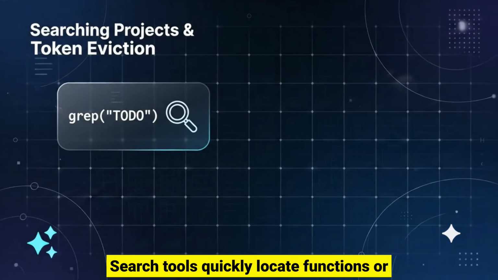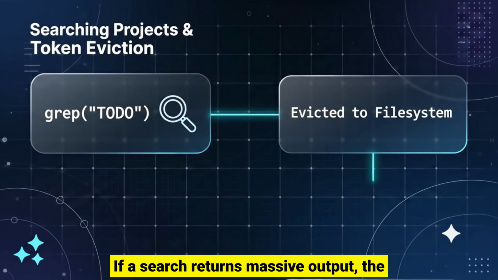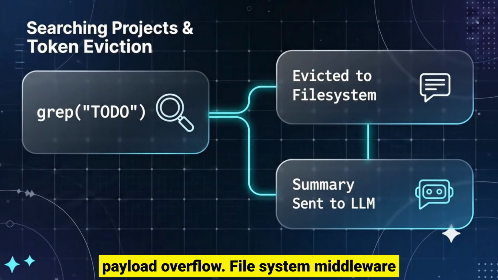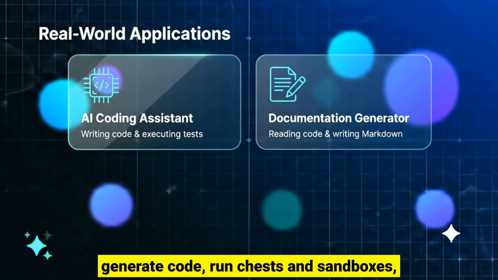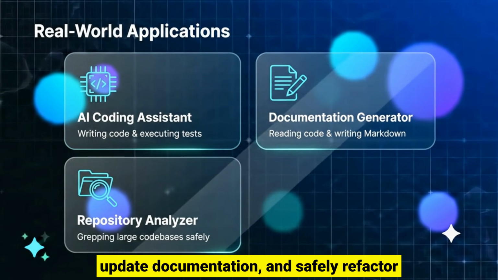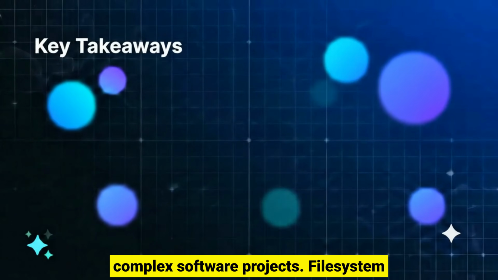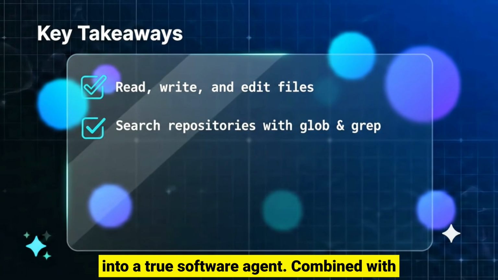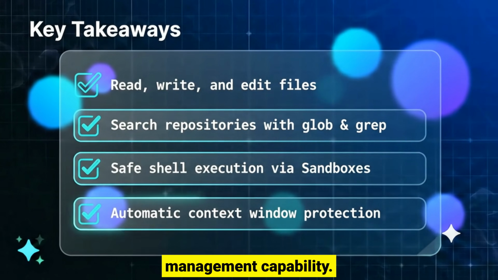Search tools quickly locate functions or pseudo comments across entire repositories. If a search returns massive output, the middleware automatically evicts the payload overflow. FilesystemMiddleware enables autonomous coding assistants that generate code, run tests in sandboxes, update documentation, and safely refactor complex software projects. FilesystemMiddleware transforms conversational AI into a true software agent. Combined with the right backend, it provides secure, flexible, and production-ready file management capability.